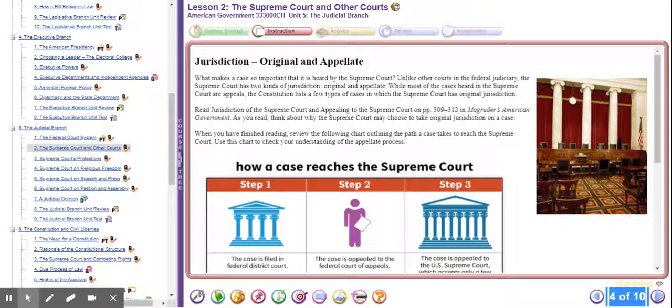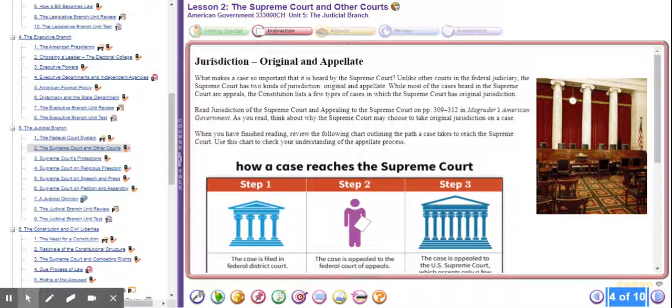Jurisdiction is kind of a complicated concept, but I'm going to walk you through it. What makes a case so important that it is heard by the Supreme Court? Unlike other courts in the federal judiciary, the Supreme Court has 2 kinds of jurisdiction: original and appellate. Jurisdiction basically means why does that court, the court where this case is decided?